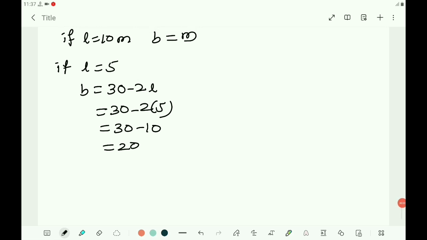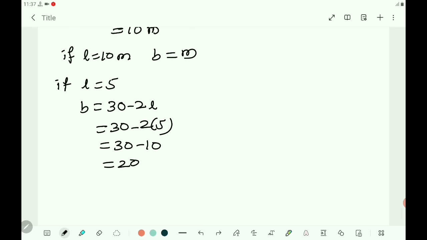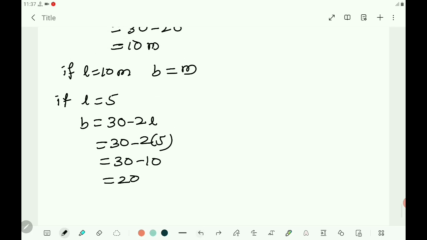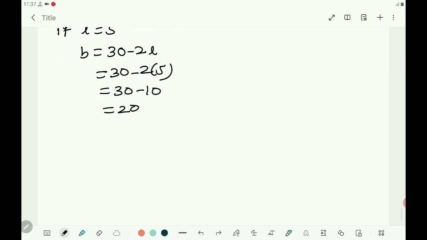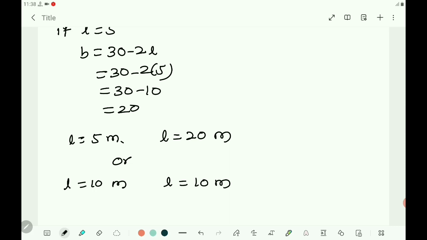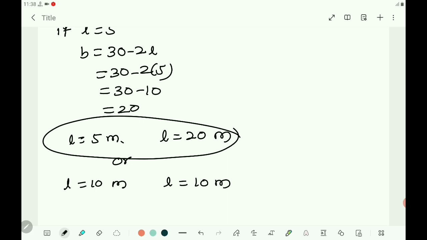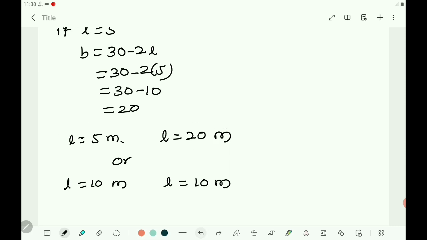Here it is a rectangular field, then you can take 5 meter and 20 meter. If both are the same, it becomes square shaped. If they are different, it is only rectangular shaped. So you can take L equals 5 meter and B equals 20 meter, or you can take L equals 10 meter and B equals 10 meter. For exactly rectangular shape, this is correct. And a square is also a rectangle, so it is also okay.